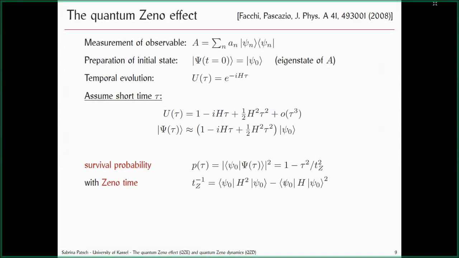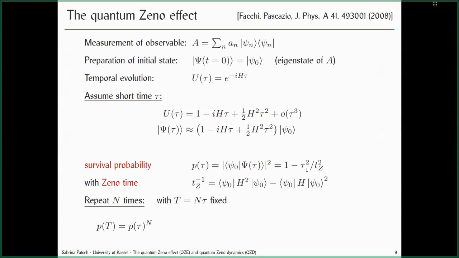If you quickly look at what the state looks like, you already see roughly where this is coming from. You have an h squared, you have an h. This is also the variance of the Hamiltonian, if you recognize the formula. So we see that the survival probability is given by 1 minus the time in between two measurements squared over the Zeno time squared.